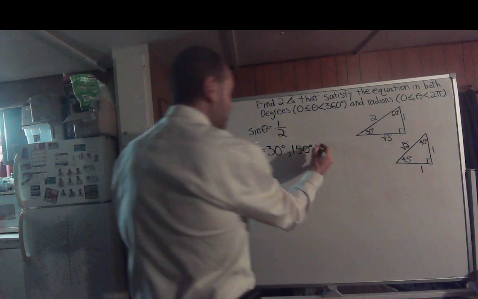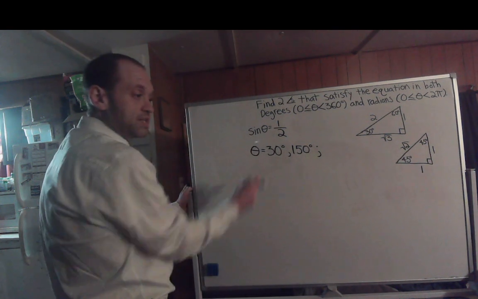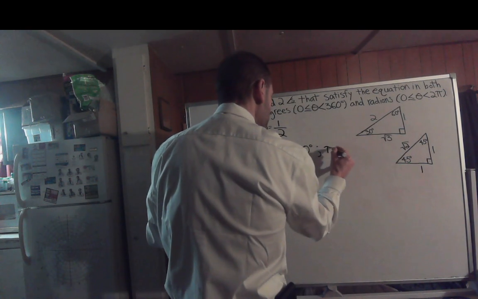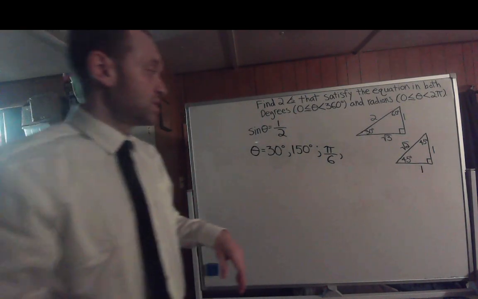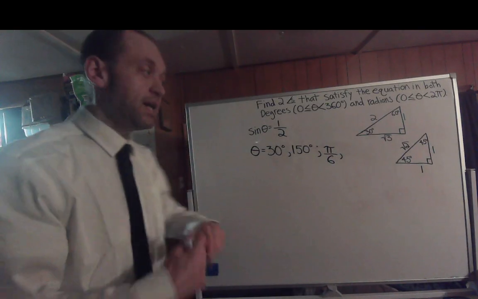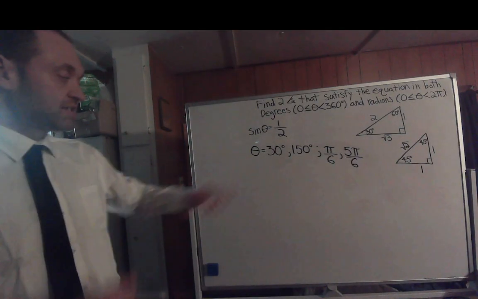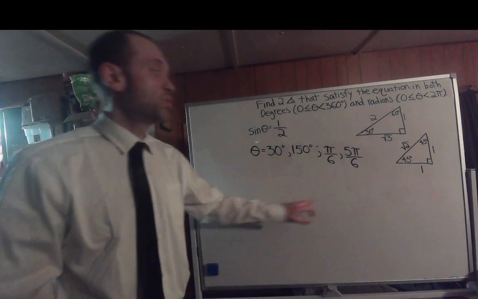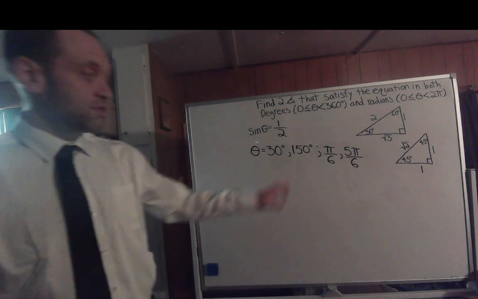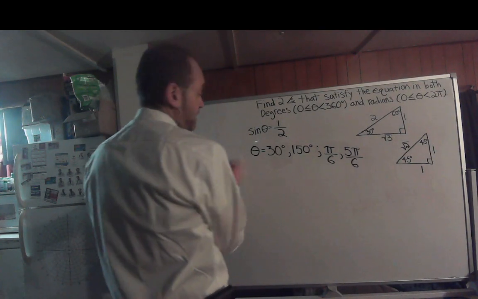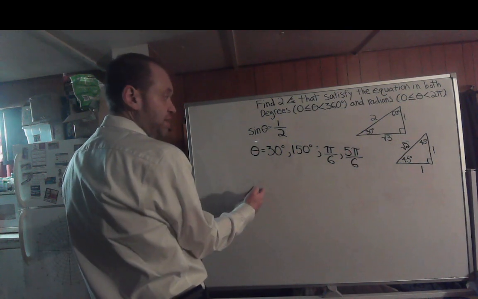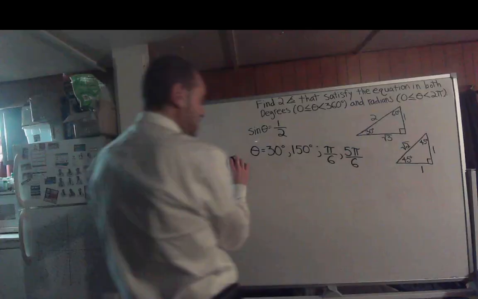We found the answers in degrees. They also ask for it in radians. Well, 30 degrees in radians, that's going to be pi over 6. And then 150 degrees in radians, so you're going to take that pi over 6, subtract it from pi, you'll get 5 pi over 6. So the 2 angles that will satisfy this equation are 30 degrees or pi over 6, and then 150 degrees or 5 pi over 6. And if you put these values in, you would see what I'm saying is true. They would equal 1/2. Okay.